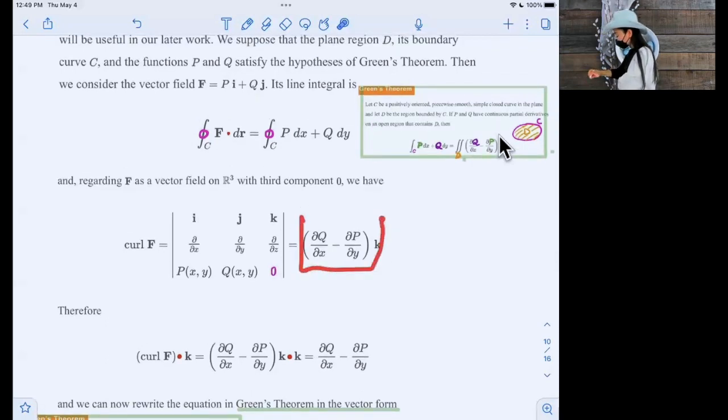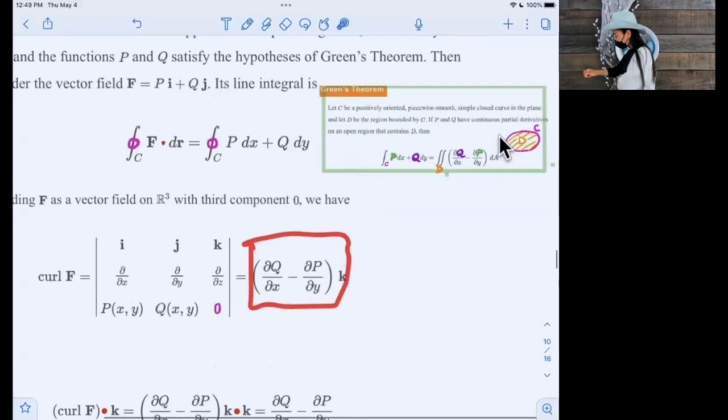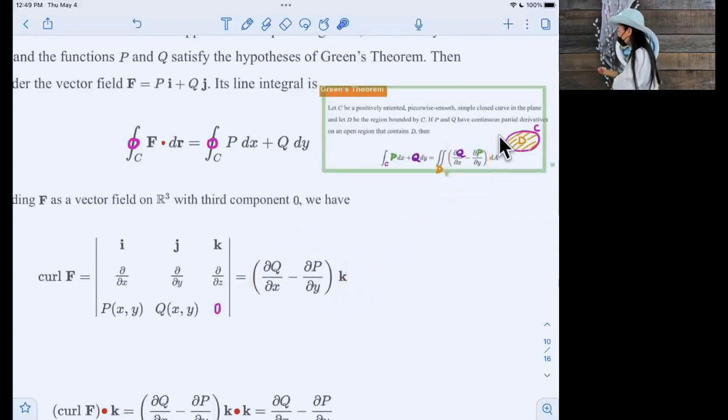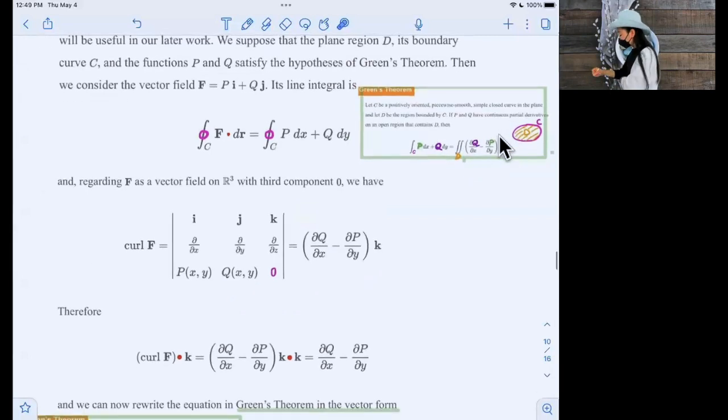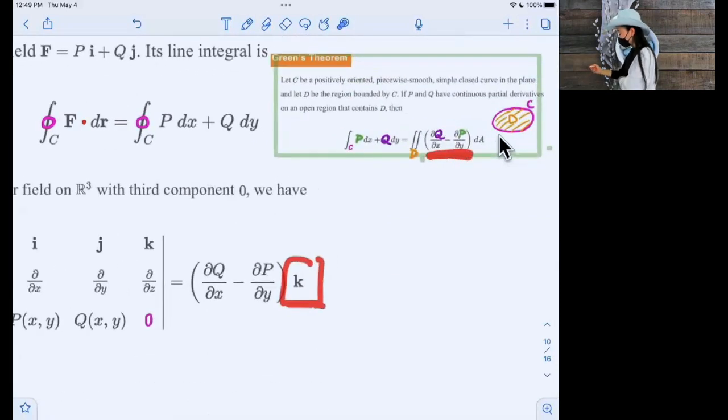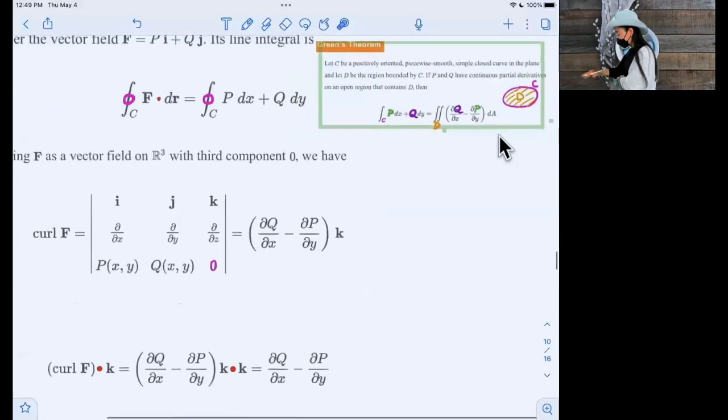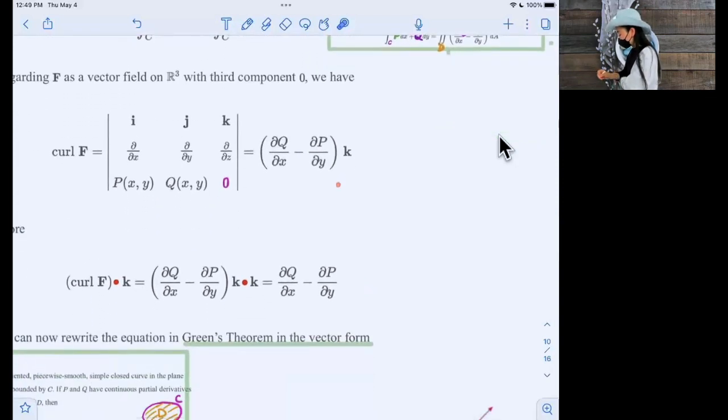Now, looking at this, does it look like Green's theorem, this part over here? It looks just like it, except this one has a K in it. It is a vector, and this one doesn't. So how can you get rid of the K? You can dot it with K itself. When you dot this with K itself, you take this and dot multiply with 1, because K dot K is just 1.